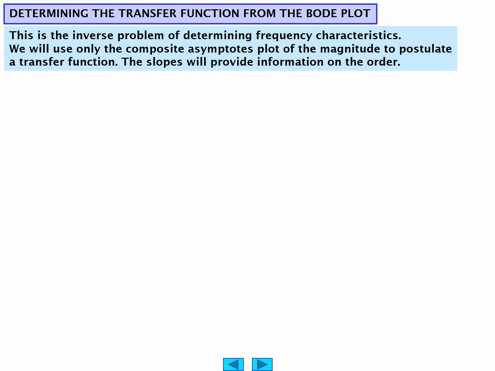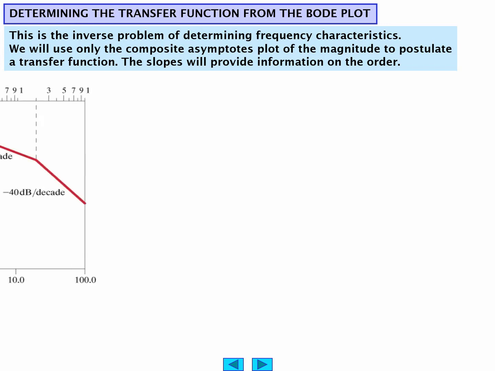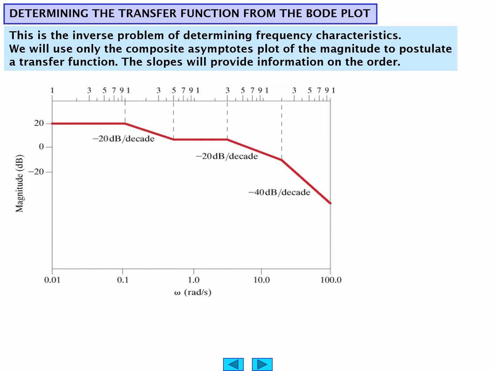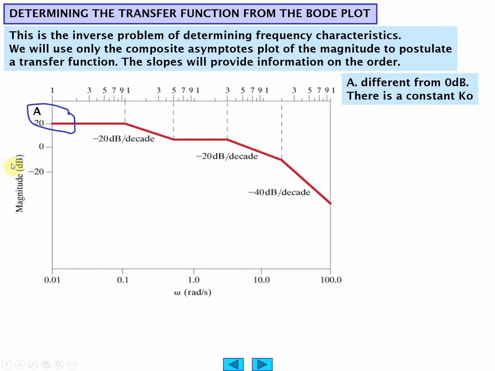So now we're going to do the reverse. We're going to figure out the transfer function from the Bode plot. We got this curve. We're going to look at region A first. Now, it's not 0 decibels, so you're going to have a constant. The fact that it's not 0 means you're going to have a constant.